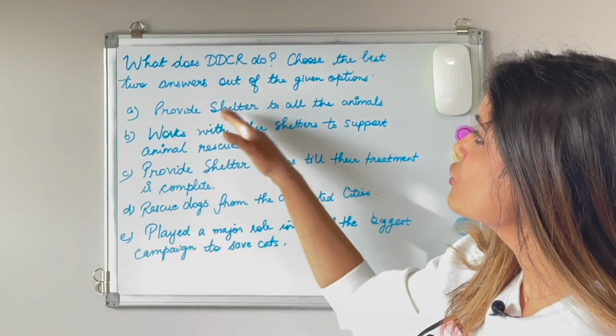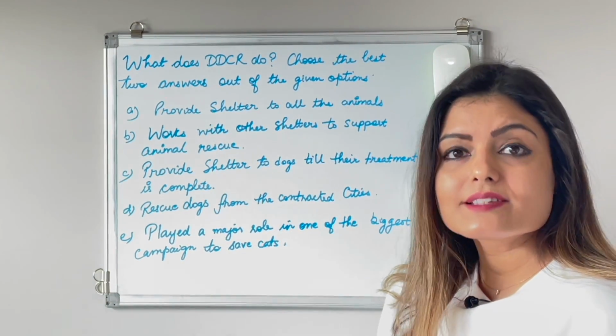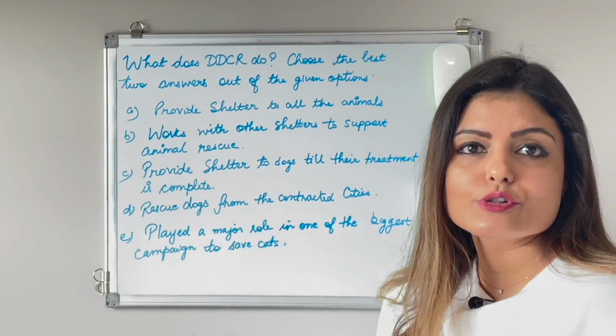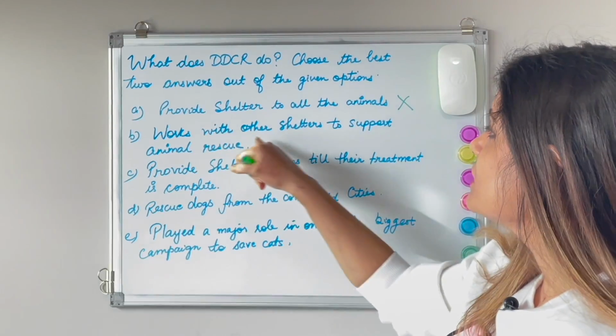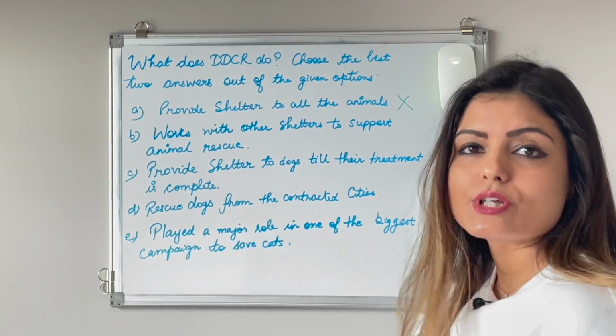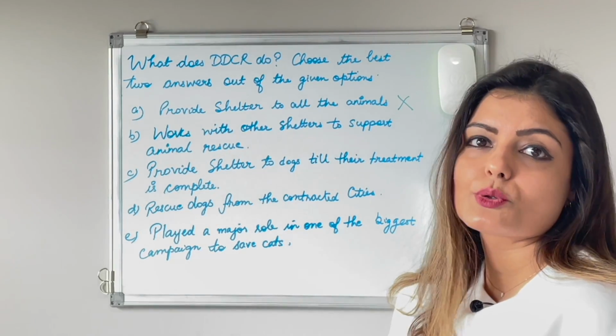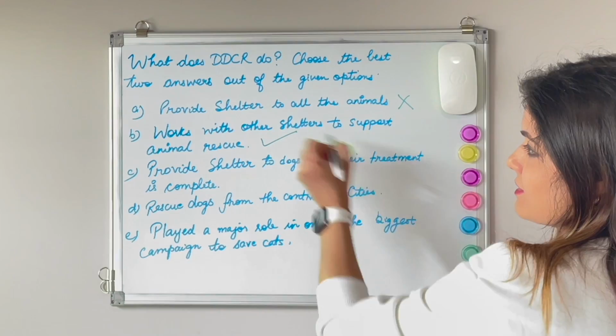First one is provide shelter to all the animals. It's very clearly mentioned in the text that it provides shelter to dogs. So of course this is not the correct answer. Works with other shelters to support animal rescue. Yes, it works with the other shelters to support animal rescue. As we know, it also did one campaign to save cows. So this is the correct answer.